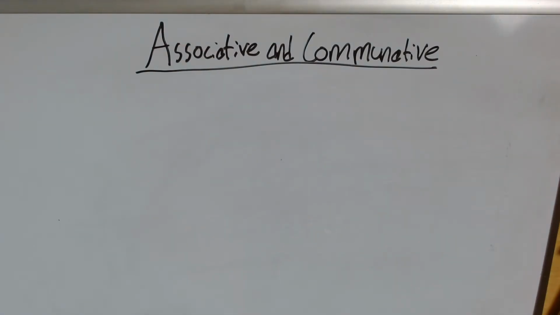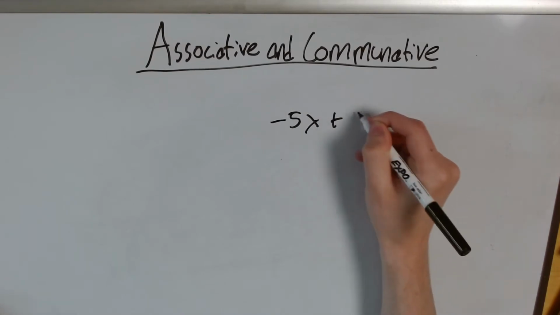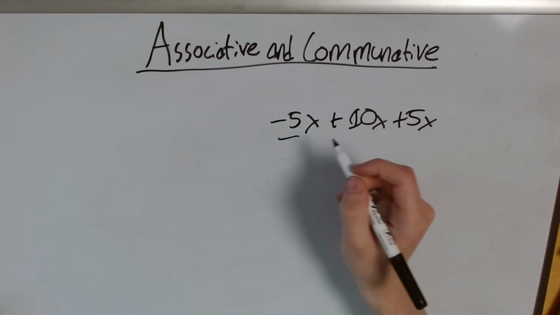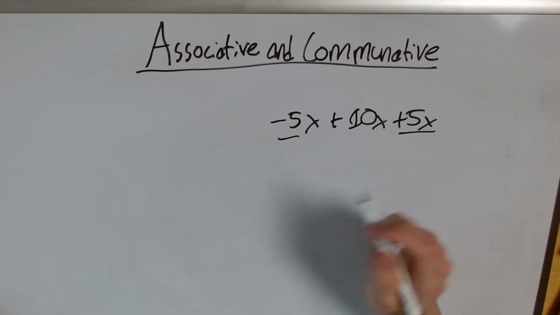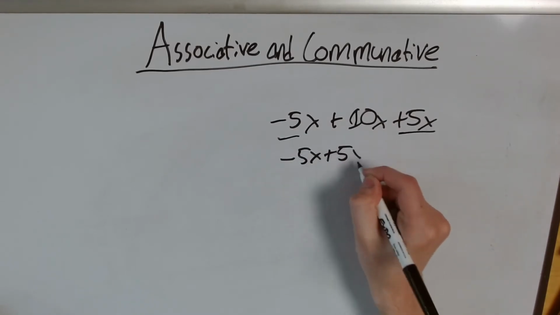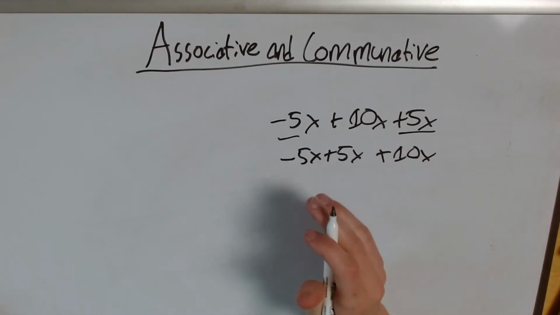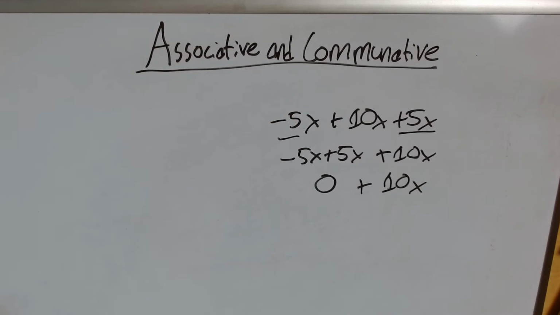So, those are our properties. You might say, okay, well that's all well and good, but when and where can I actually use them? Well, let's say we were given this algebraic expression. Negative 5x plus 10x plus 5x. Well, I notice that this term is the opposite of this term. So I could say, hey, I can use the commutative property to change my order around. So I can have negative 5x plus 5x plus 10x. We look here and say negative 5x plus 5x, they cancel each other out. So I'm left with 0 plus 10x. That means my final answer is 10x.